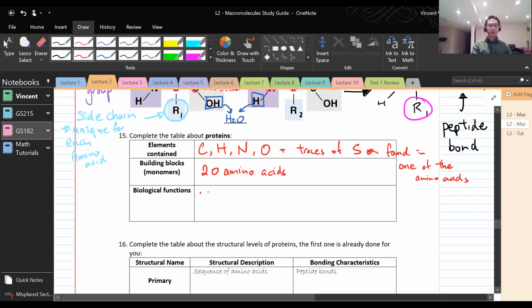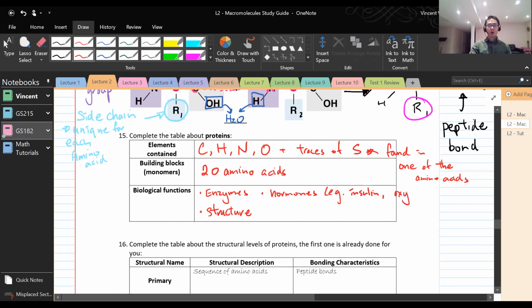Biological functions. They could be enzymes. Okay? And enzymes, they are important for speeding up chemical reactions. We need proteins for structure. Your fingernails, your muscle, your hair, they are made up of proteins. We need proteins for hormones, as we mentioned earlier. Some hormones are lipids, others are proteins, such as insulin. Okay, you might have heard of insulin.